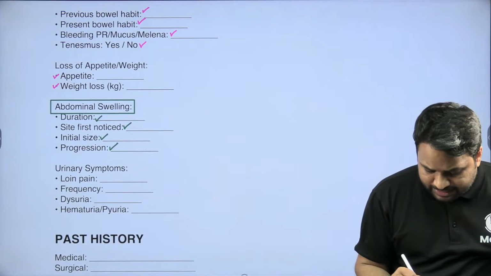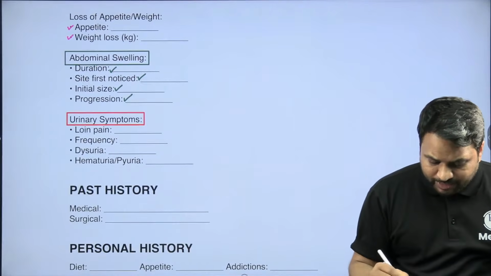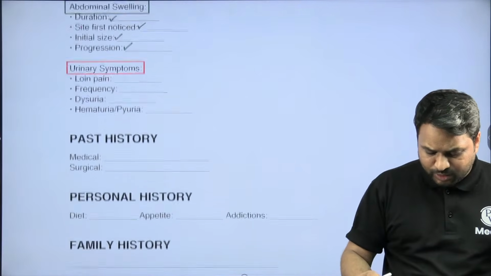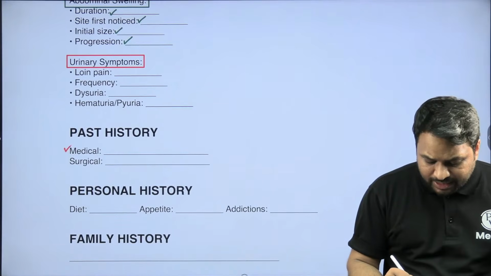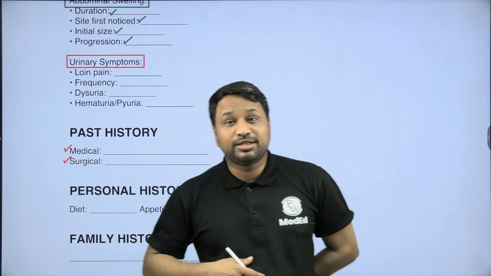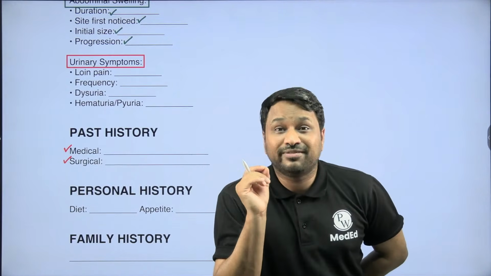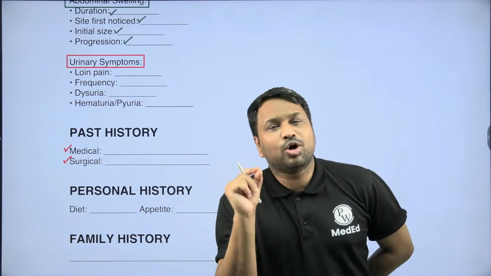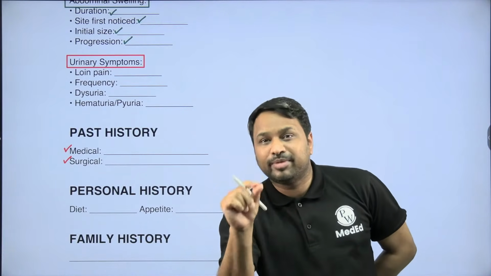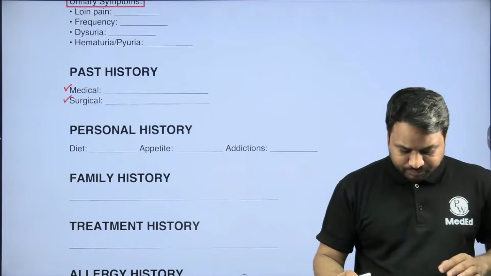Always look for urinary symptoms because they can be misperceived as pain abdomen. So loin pain, frequency, dysuria and hematuria are noticed. Past medical and surgical history. Remember, always ask for any previous abdominal surgeries, because the most common cause of intestinal obstruction is post-operative adhesions, and those adhesions can cause intermittent obstruction, and that intermittent obstruction will cause the pain, right?